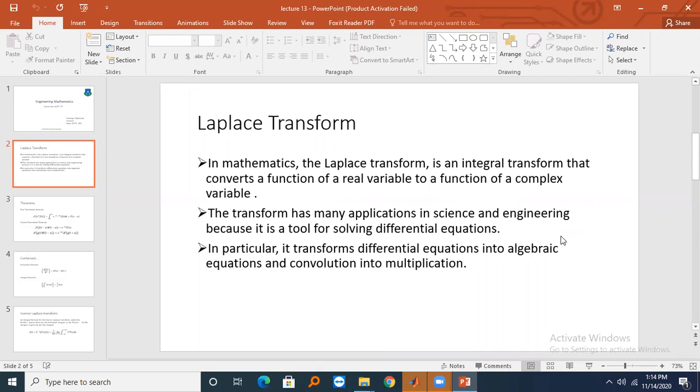In mathematics, the Laplace transform is an integral transform that converts a function of a real variable to a function of a complex variable. The transform has many applications in science and engineering because it's a tool for solving differential equations. In particular, it transforms differential equations into algebraic equations and convolution into multiplication.